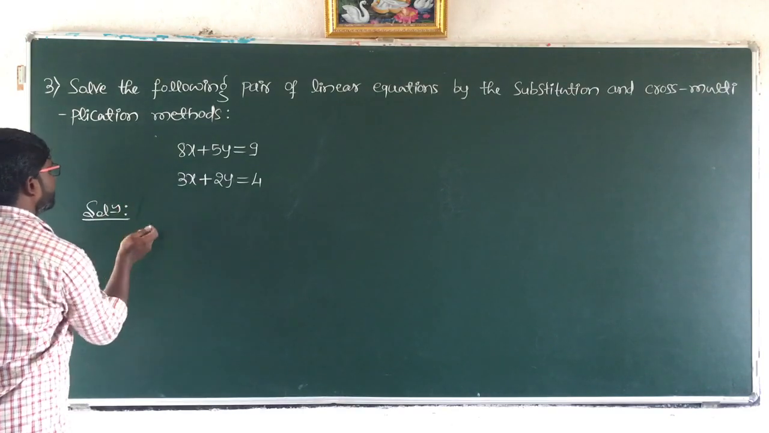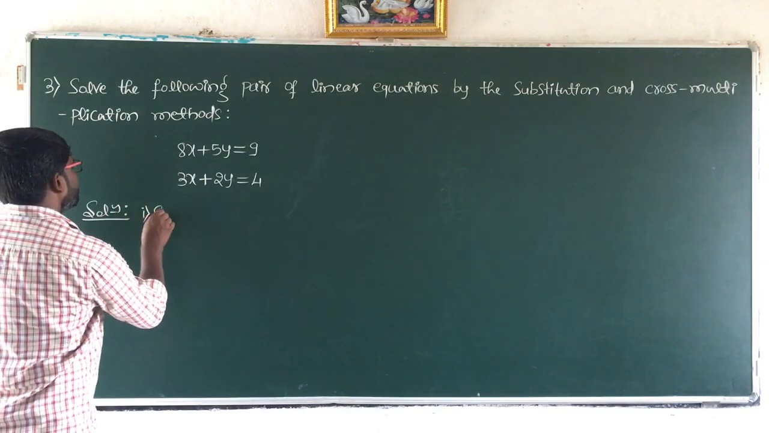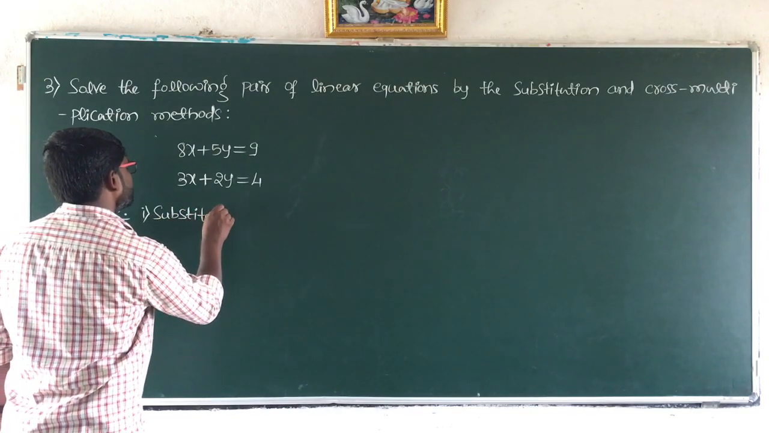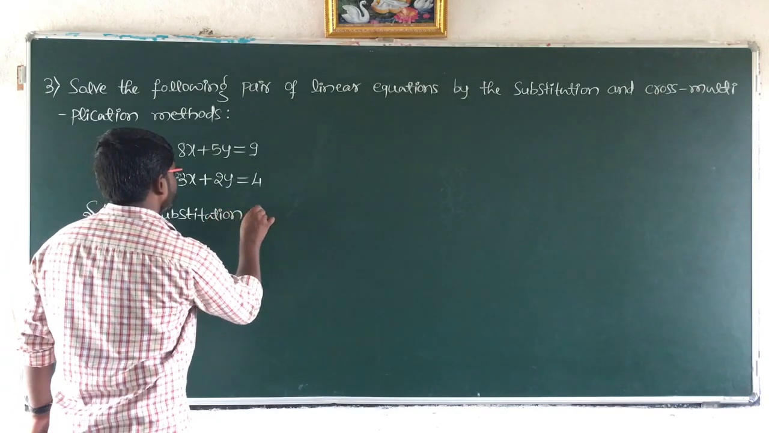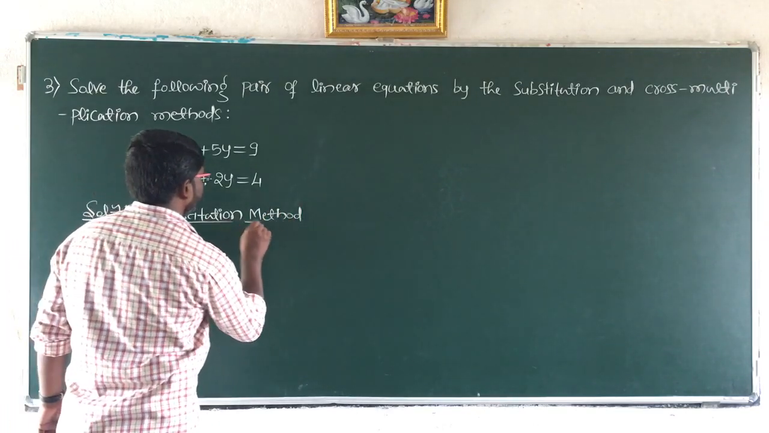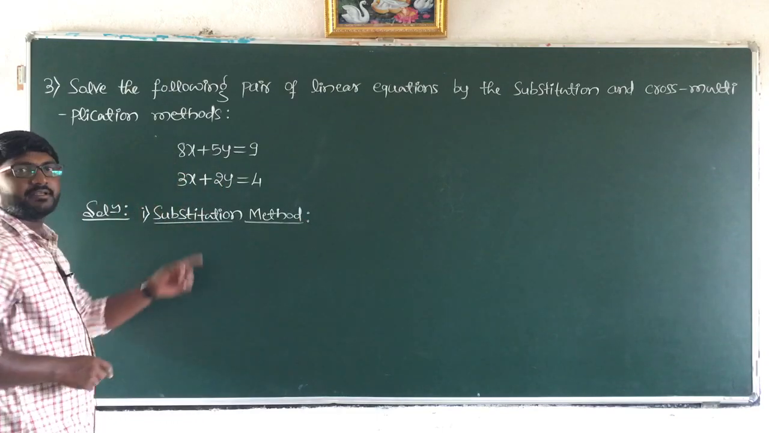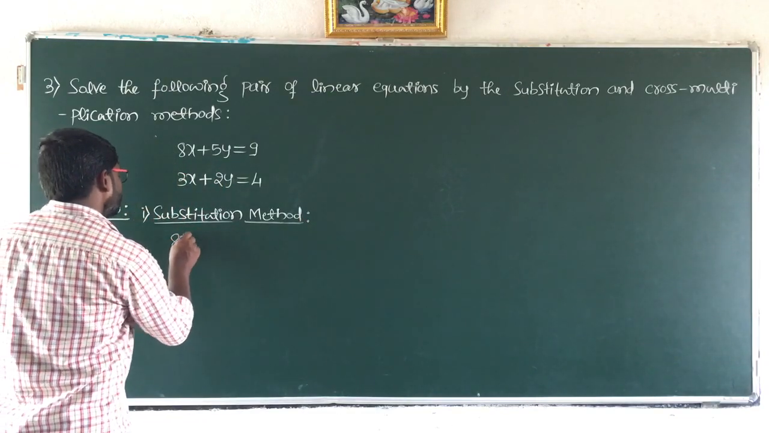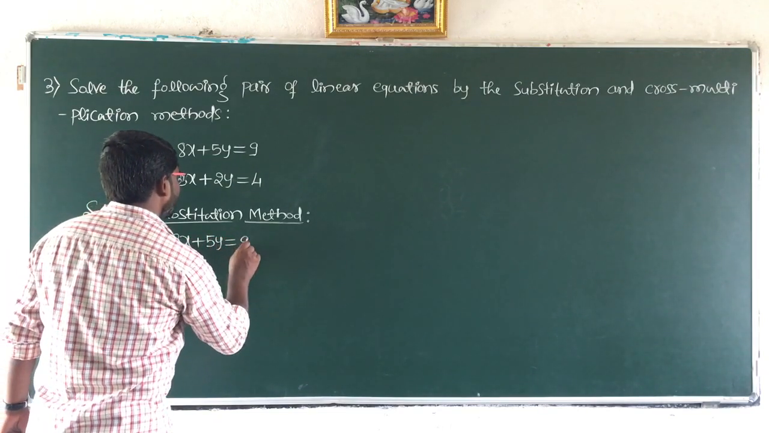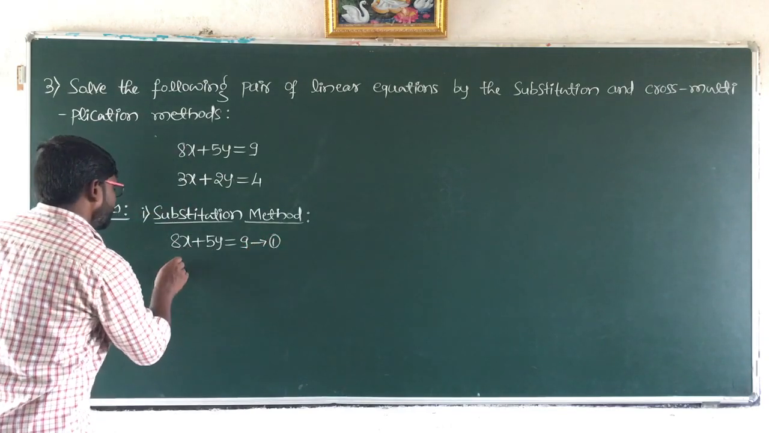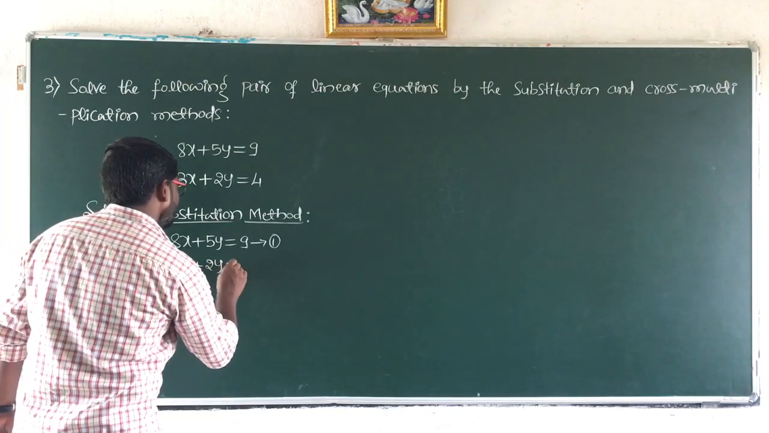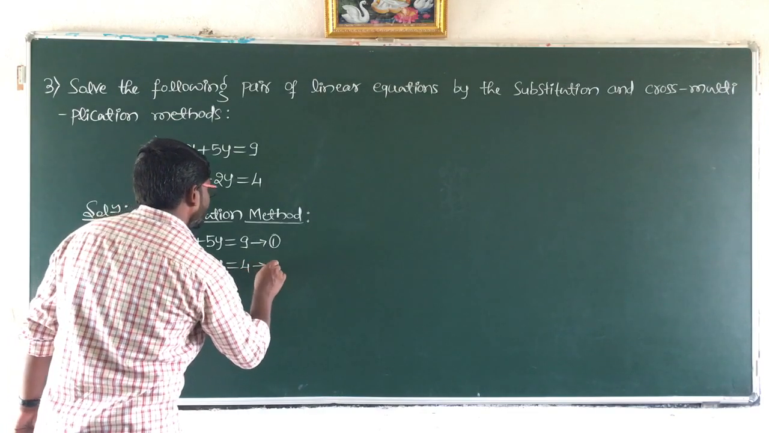So write the given equations as it is. First one, substitution method. 8x plus 5y equals 9. Call this as equation number 1. Then 3x plus 2y equals 4. Call this as equation number 2.